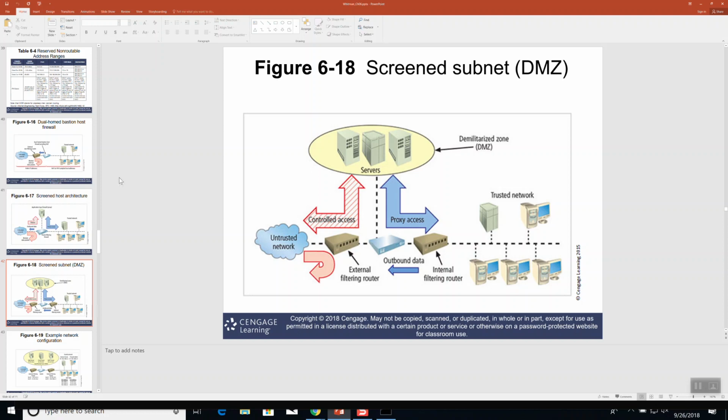Screened subnet DMZ. Notice here in the DMZ we have servers, don't we? So it isn't just all hardware based or hardware/software based. We actually have a server network there. And external filtering router, outbound data, internal filtering router. So you've got two routers. You've got an external one, you've got an internal one. And then you have your DMZ zone up here. A virus comes in, hits your server hard. Where has it actually infected?